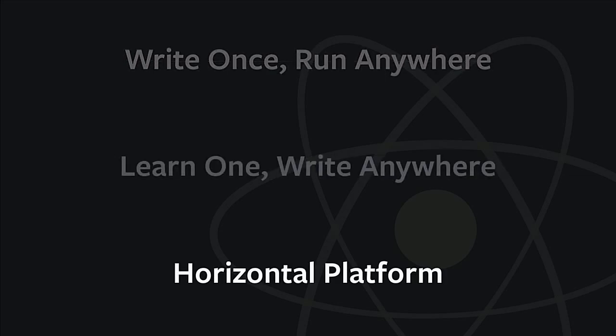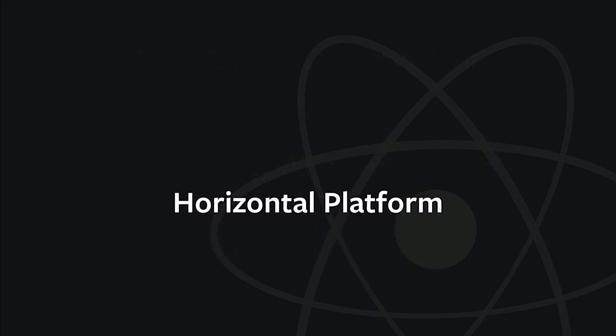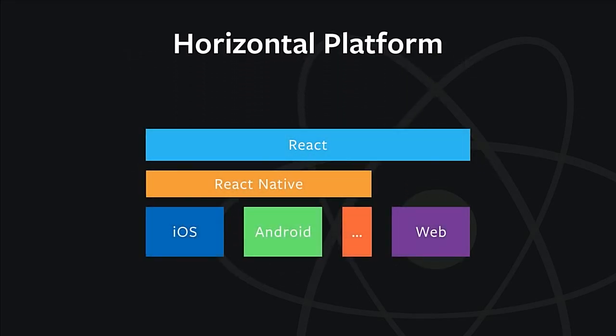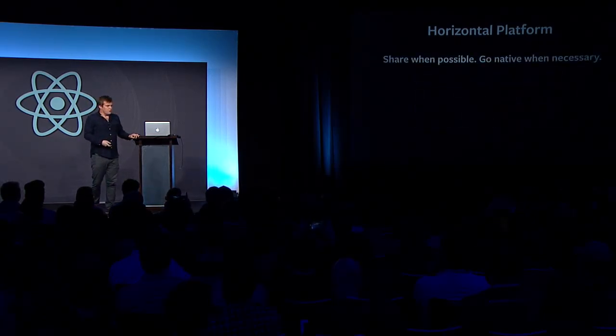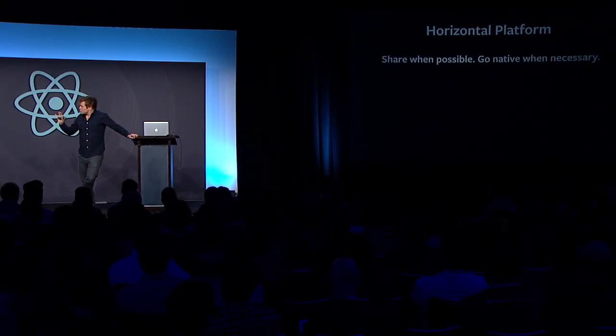And the word we're choosing is the horizontal platform. So what does that mean? Well, back to our diagram, you can think of React Native as a relatively thin layer, at least relative to the OSs, over these proprietary OSs. We're not seeking to re-implement an entire OS. We're seeking to take advantage of those proprietary capabilities and overlay common tools, abstractions, and concepts. So with the horizontal platform, you share when possible and go native when necessary.